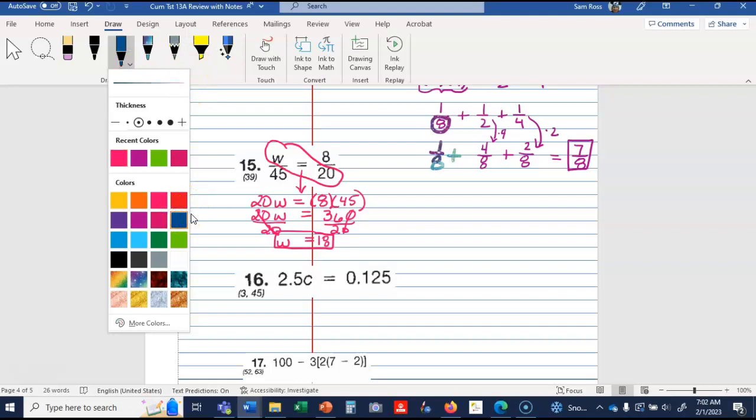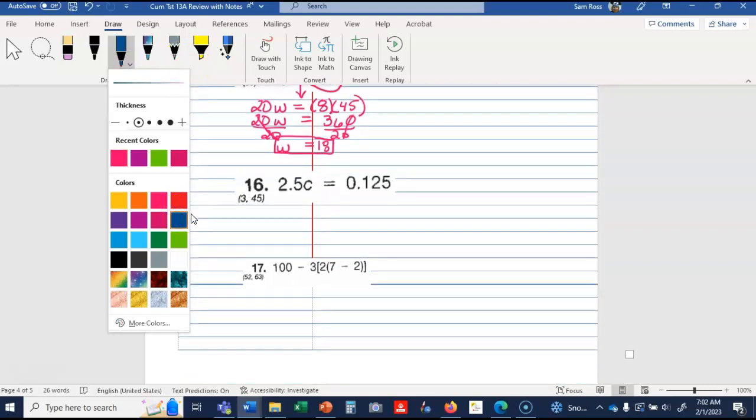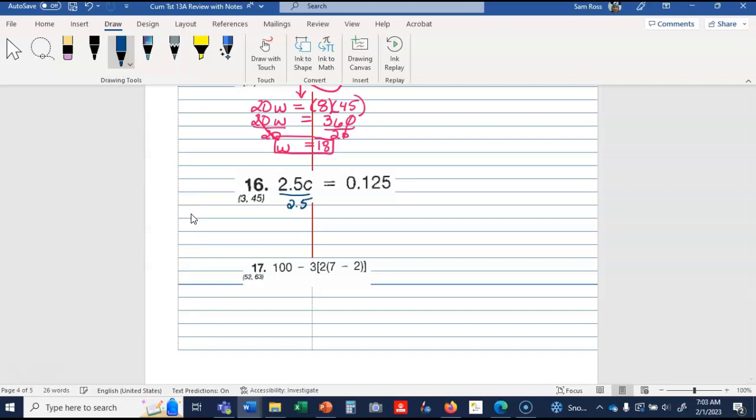Let me pick a different color. All right, 16. So if I want to get C by itself, I have to divide. Right now it's being multiplied. So I'm going to divide by 2.5 on both sides. And of course, you can use your calculator. 2.5 over 2.5 gives me 1. My equals comes down. And here, what I'm actually doing is 2.5 into this. So be very careful, because I think sometimes this confuses you guys as to what to put in your calculator. Calculator doesn't help if you don't know what order to put it in, right? And I get 0.05.